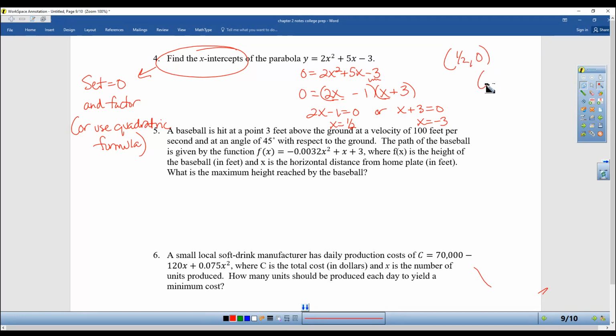If you stop there, you will lose the last point after working so hard. X-intercepts are ordered pairs.